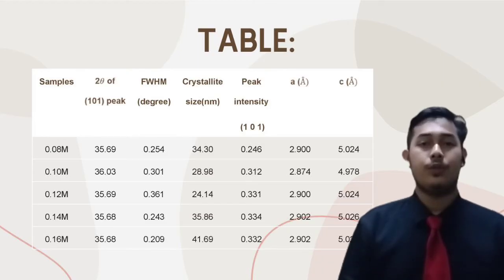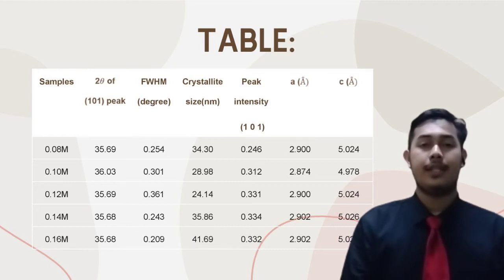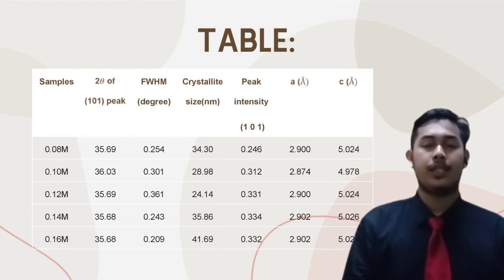This is the table of 2 theta of 101 peak, FWHM, crystallite size, peak intensity for 101, and lattice constant a and c. The crystallite size decreases when the molarity of the concentration increases until 0.12 M, then the crystallite size begins to increase. Hence, 0.12 M sample has the smallest crystallite size, which is 24.14 nanometers compared to other samples.